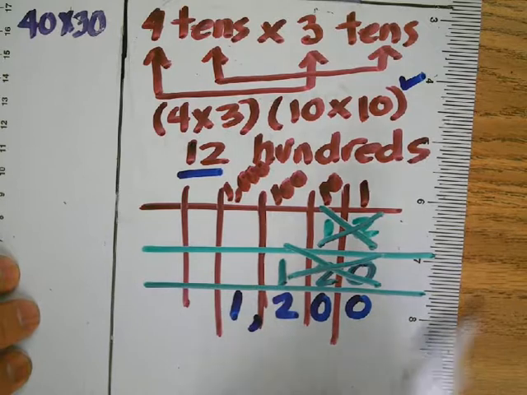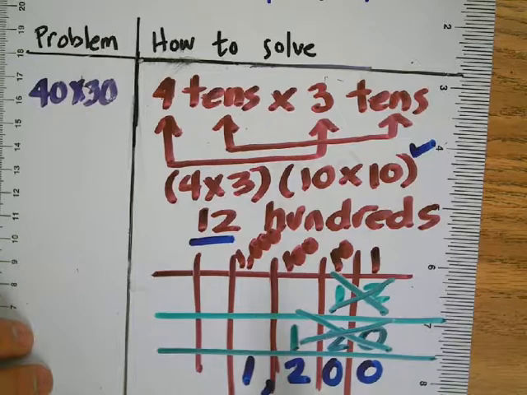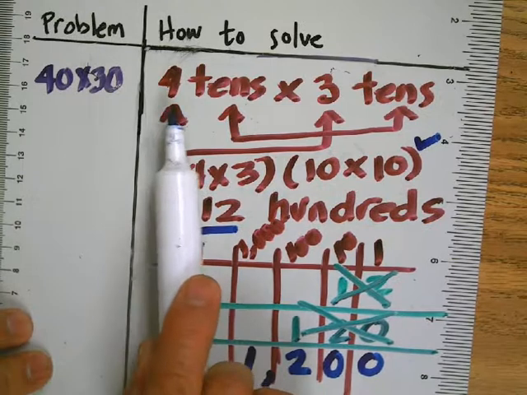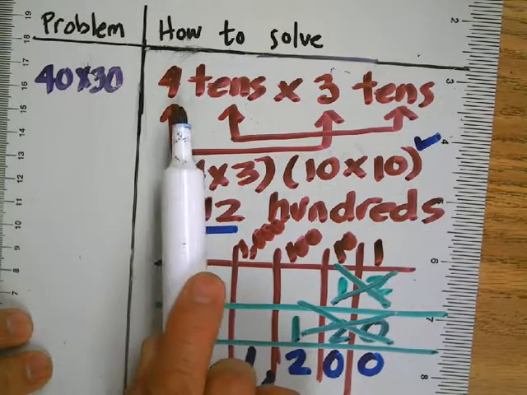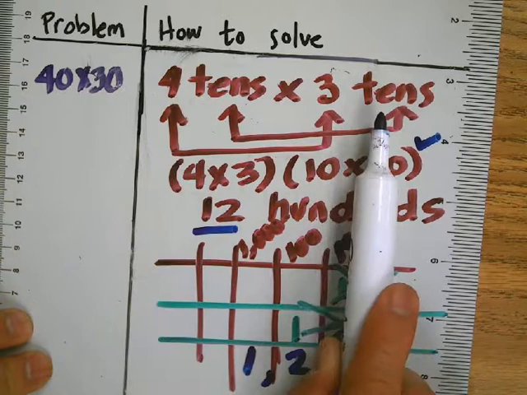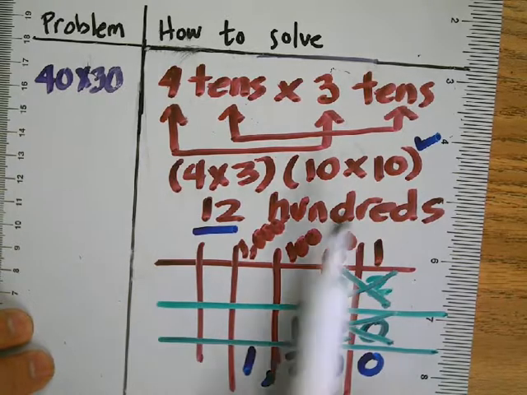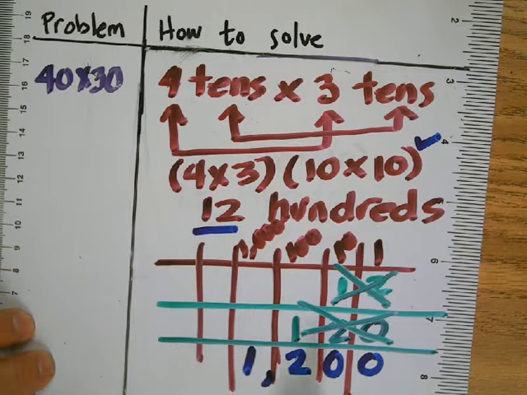So remember, we convert 40 times 30 into 4 tens and 3 tens. And then we create a multiplication here, and a multiplication here, and then we use a place value chart to write it correctly the way it should be.